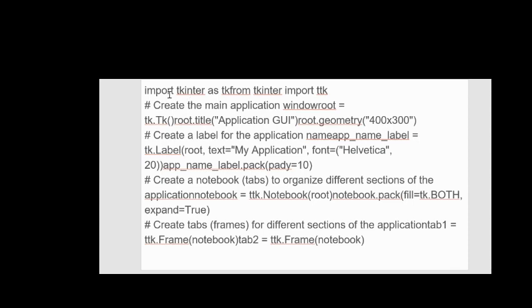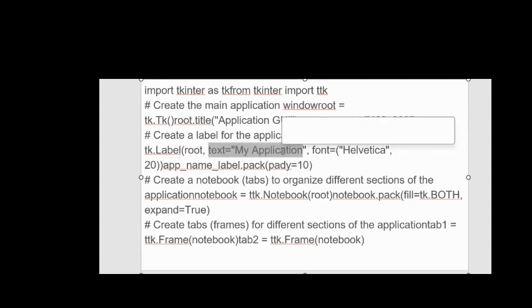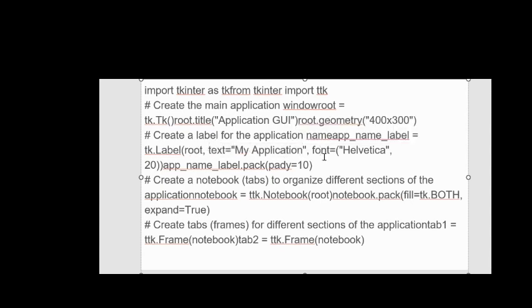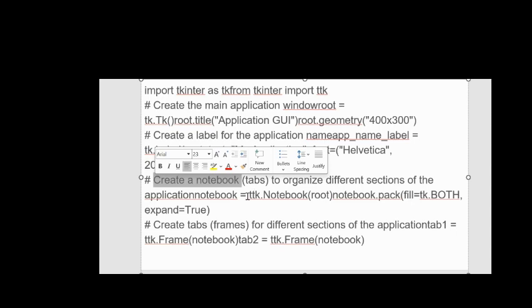Here, we import tkinter as tk. Here, for the main application window, this is how to create the root. This is one way we have created the main application. Now for creating a label for the application, we have to write app_name_label. We can write any text, like my application, or whichever text you need. Next, for creating a notebook, this is the code which we have to write.